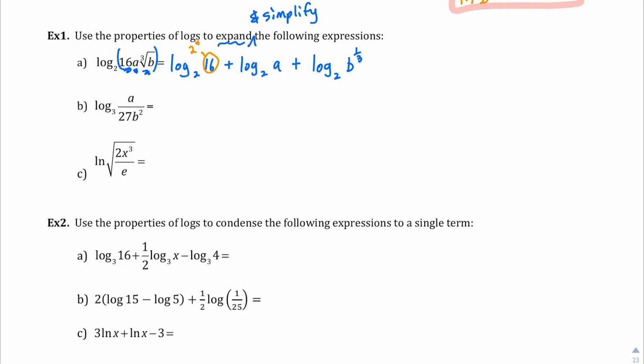16 is going to be 2 to the power of 4. And so I'm going to do a little more simplifying. We're going to have 4 times log 2, which of course is just going to leave us the number 4, plus log 2a plus 1/3 log 2b.